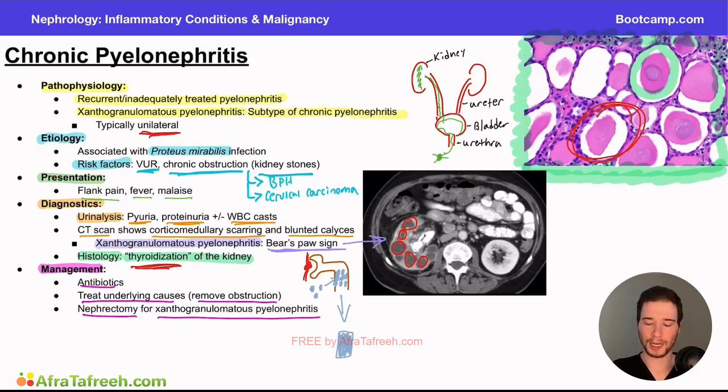And while the presentation and diagnostics can actually be fairly consistent with acute pyelonephritis as well, there's a couple unique things that we want to be mindful of that can differentiate acute versus chronic pyelonephritis. That includes some imaging findings as well as histologic findings. When we're dealing with management, same thing that we would do for any other type of pyelonephritis. We're doing antibiotics, we're treating the underlying cause, and in certain cases, we might consider surgical intervention.